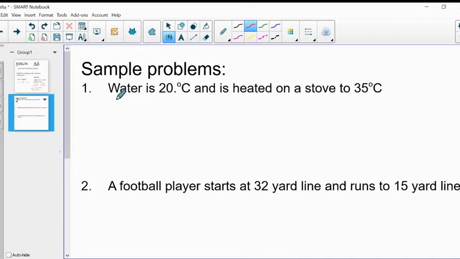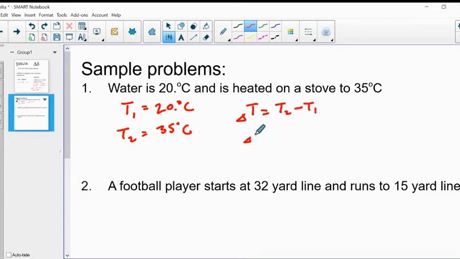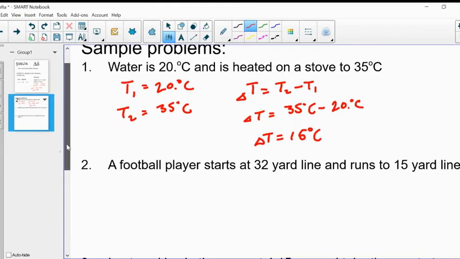Here's one where we're going to heat up some water on a stove, and I'm going to use big T for temperature. My initial temperature, or my first temperature, is 20 degrees Celsius, and my second temperature, or my final temperature, is 35 degrees Celsius. So what is my change in temperature? Well, my change in temperature is my second temperature subtract my first temperature. So once again, that's 35 degrees Celsius, subtract 20 degrees Celsius, and delta T would be 15 degrees Celsius.